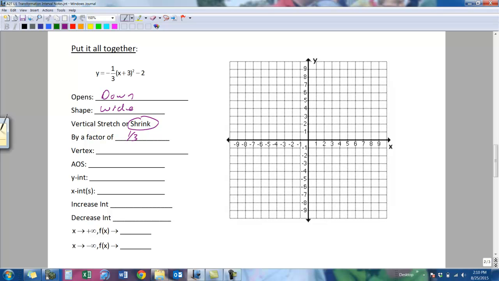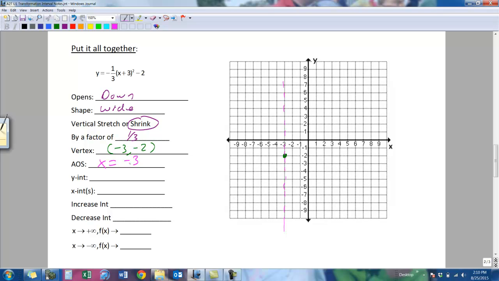The vertex is the point -3, -2. So let's plot that point, -3, -2. And the axis of symmetry would be a vertical line going through that. So that would be the line x equals -3.